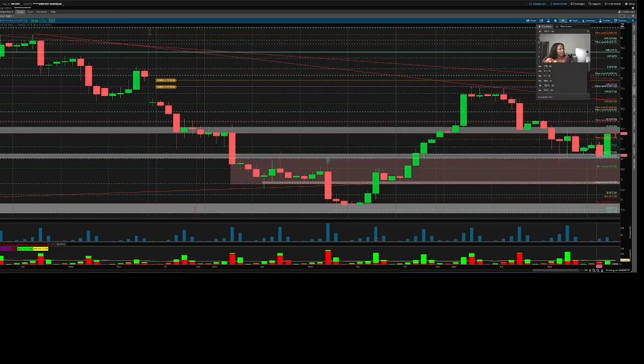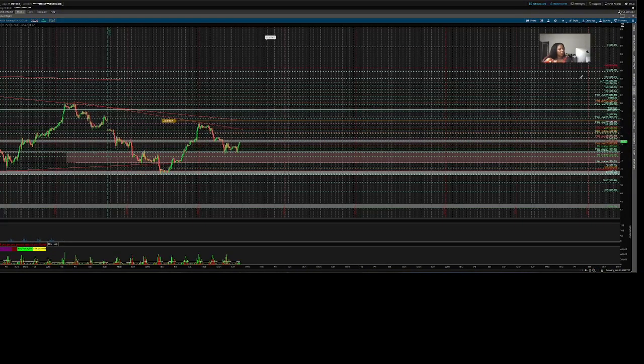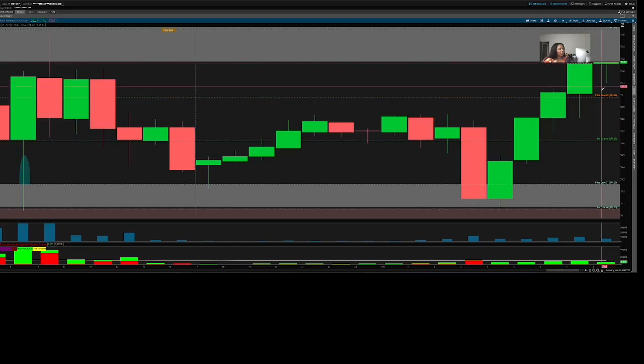The 4-hour, like I said, engulfing candle. On the 1 hour, we got a long wick from the bottom. It looks like it wants to break out. Buyers are still in control.